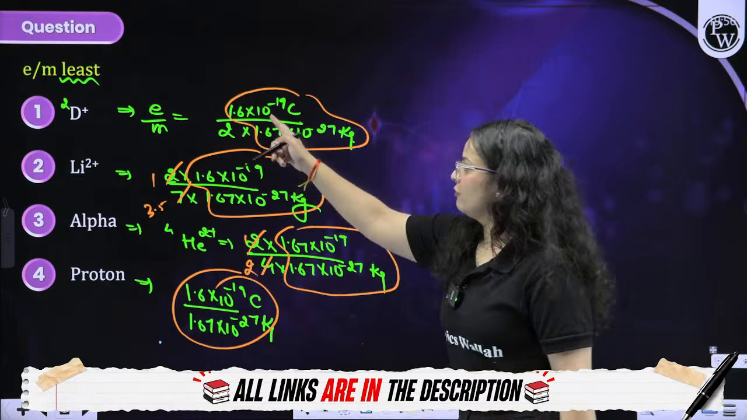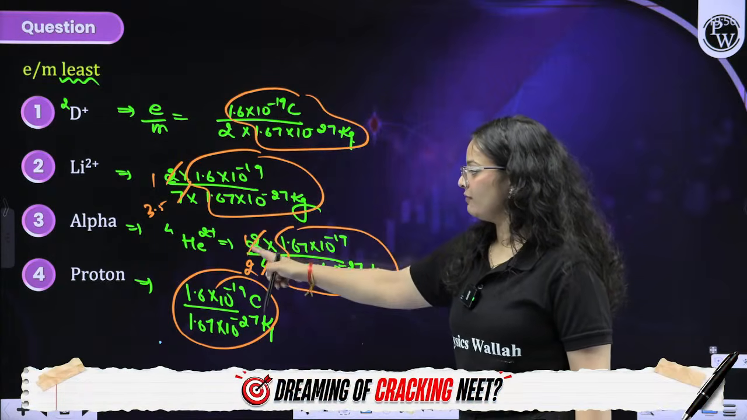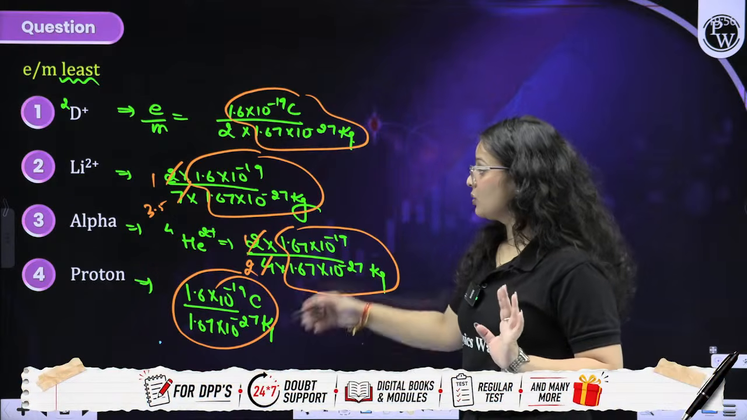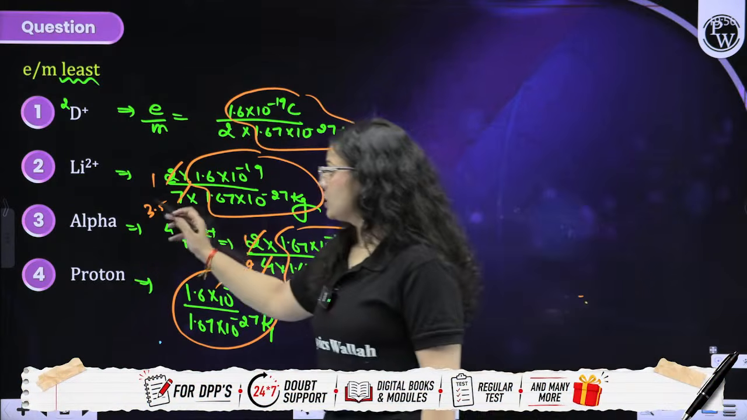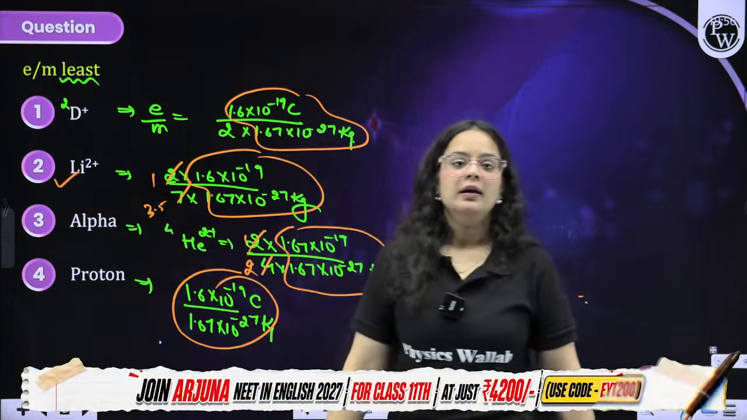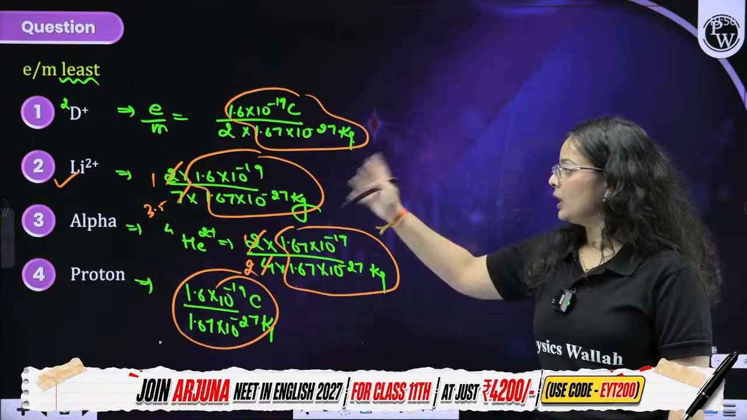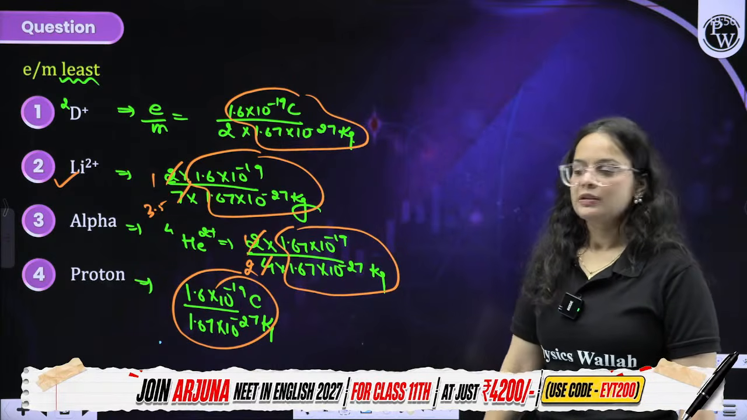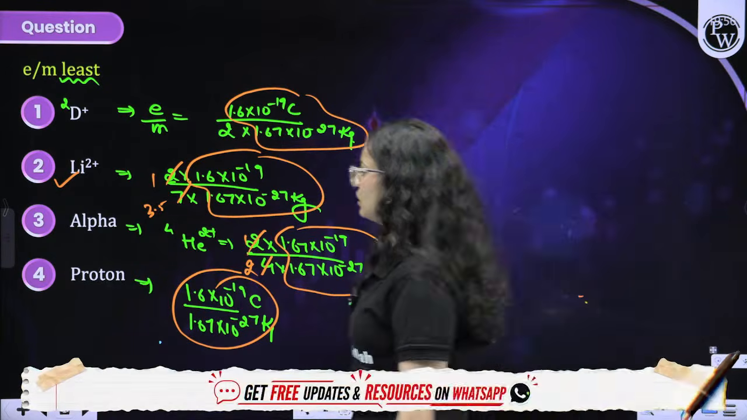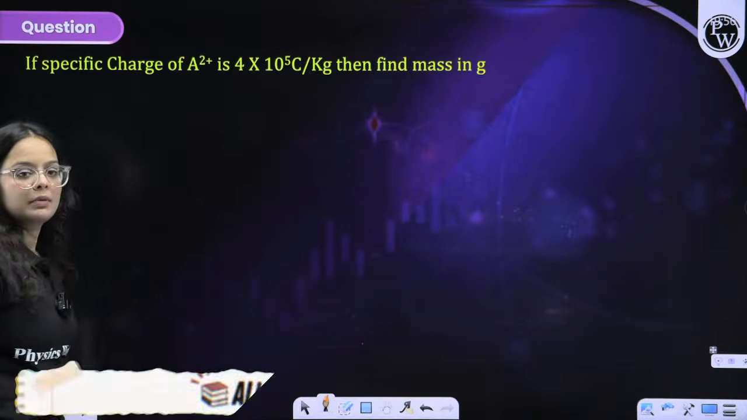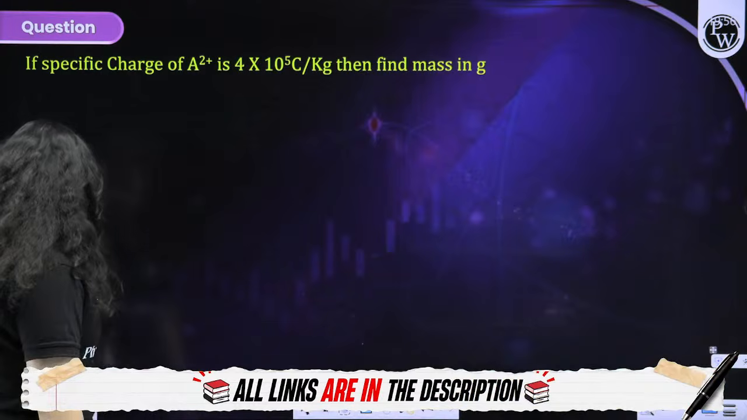So this is 1 by 2, this is 1 by 3.5, this is 1 by 2, and this is a complete single value of one. The one that contains the least value is the one that has the maximum denominator, that is, the maximum denominator will give the minimum value. It will therefore come out to be lithium 2 positive, right? So this is how you have to solve it. Okay, the least value is the one that is minimum. So this is the equation.